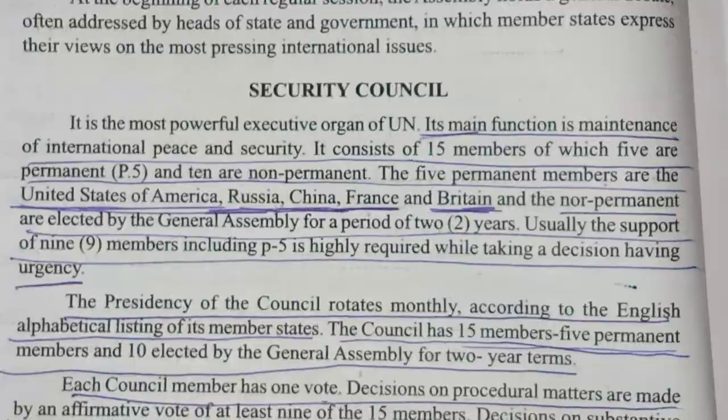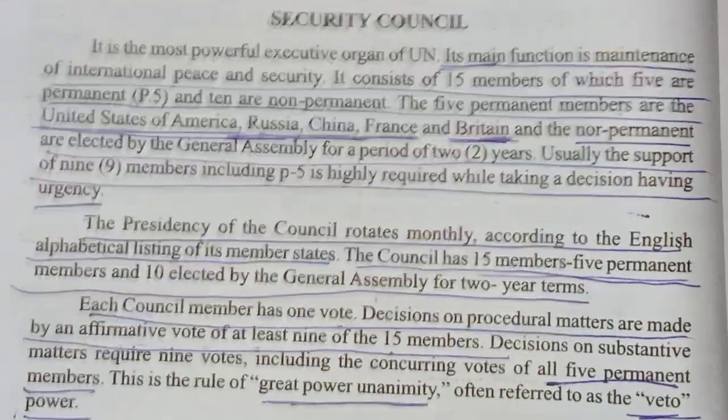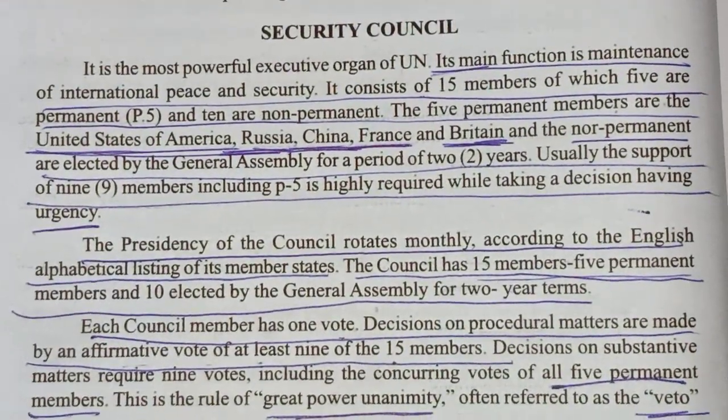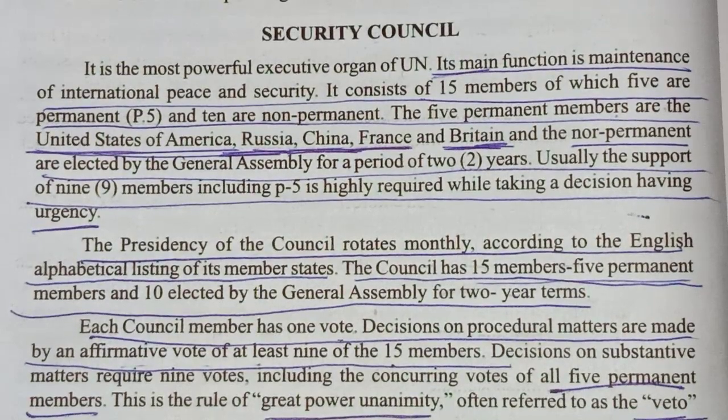I think you all have well understood about the Security Council and its members. There are 15 members in the Security Council and 5 of them are permanent. The other 10 are elected in the General Assembly for a 2-year tenure. After 2 years the non-permanent members will change by another nomination in the General Assembly.